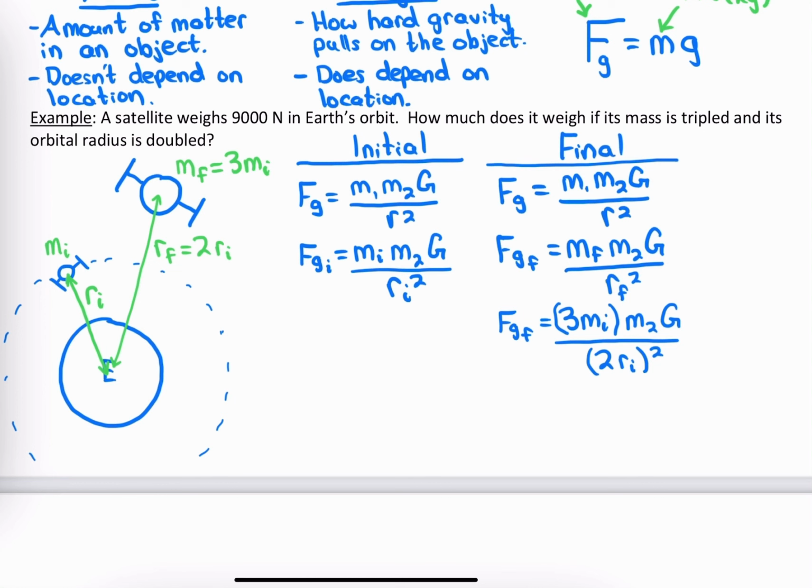So now it's starting to look a bit better. I've got a mass initial and an R initial, just like I do over here. What's making this formula look weird is this 3 and this 2. Those are different from what I have on this side. So I'm just going to try and write this a bit differently and pull the 3 and the 2 over to the left, so they're kind of out of the way.